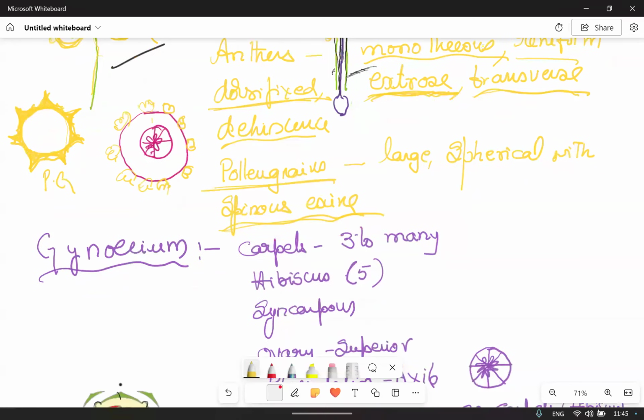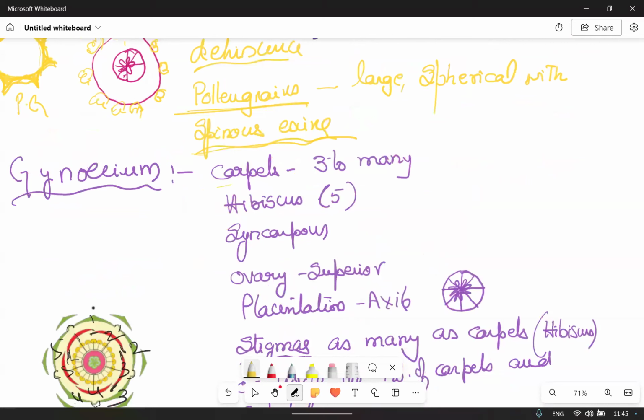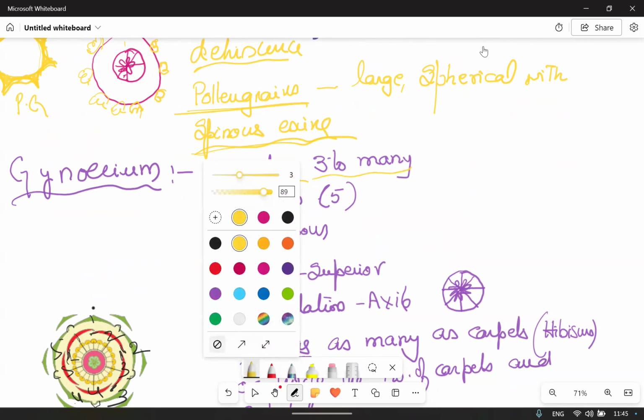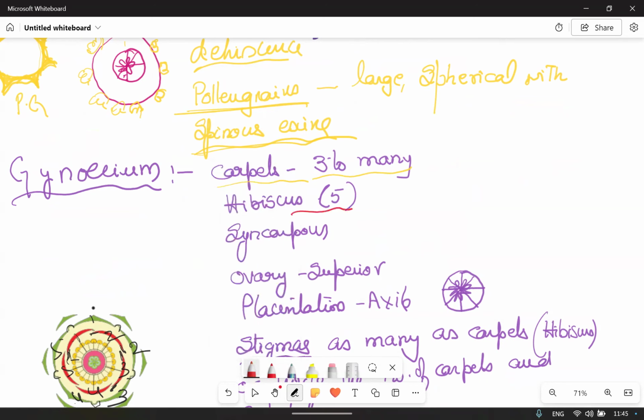Then come to the carpels, the gynoecium. How many carpels are there? 3 to many carpels. When you see this Hibiscus, 5 carpels you can see. Pentacarpellary condition, and all those are syncarpous.